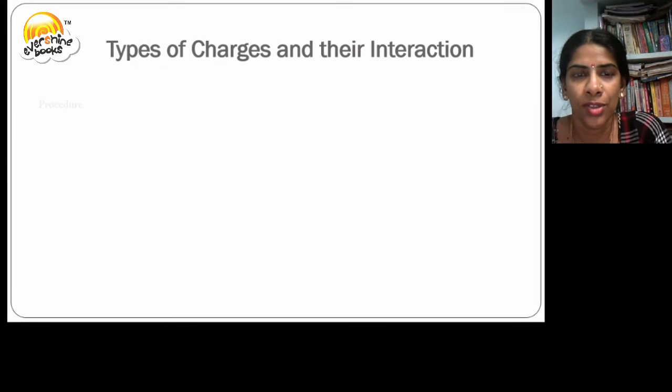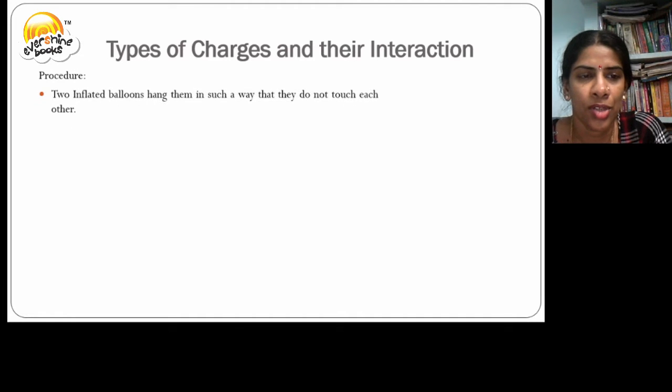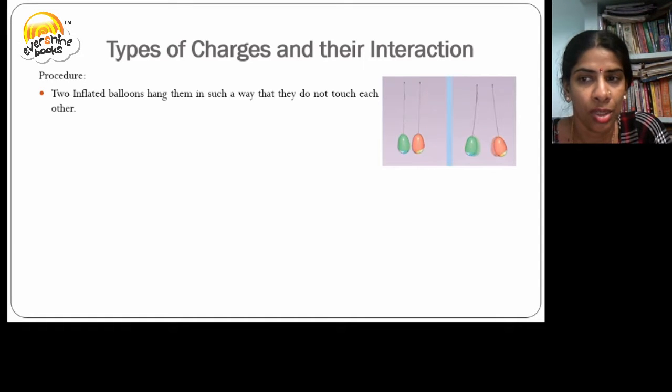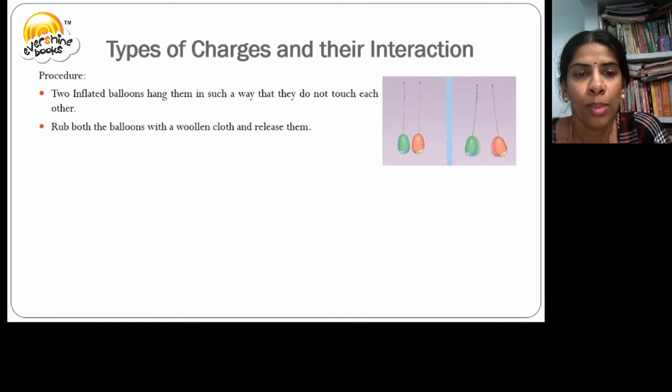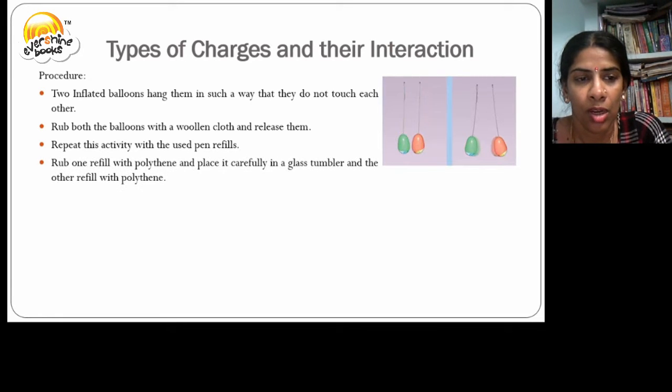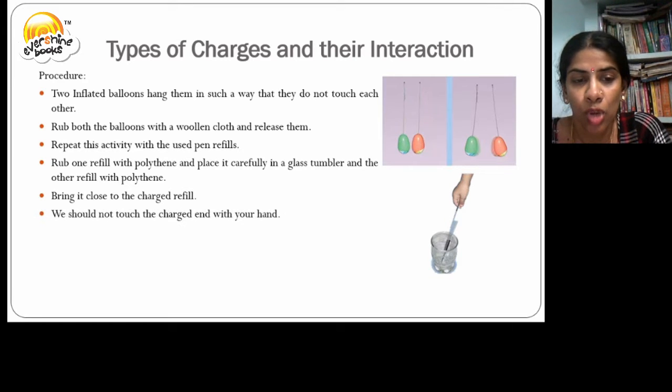Types of charges and their interactions. Let us perform an activity to understand the types of charges and their interactions. Take two inflated balloons. Hang them in such a way that they do not touch each other. Rub both the balloons with a woolen cloth and release them. Repeat this activity with used pen refills. Rub one refill with a polythene and place it carefully in a glass tumbler, and rub the other refill with the polythene. Bring it close to the charged refill. We should not touch the charged end with our hand.